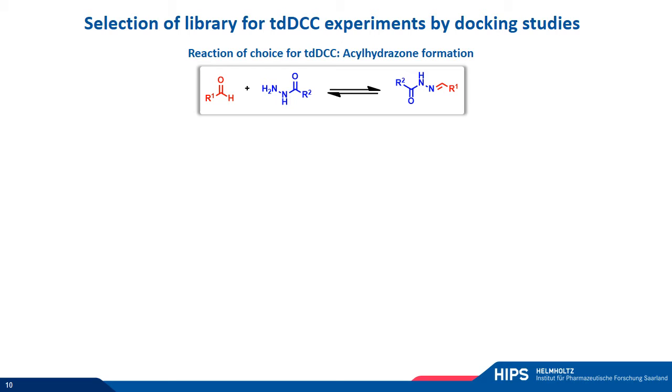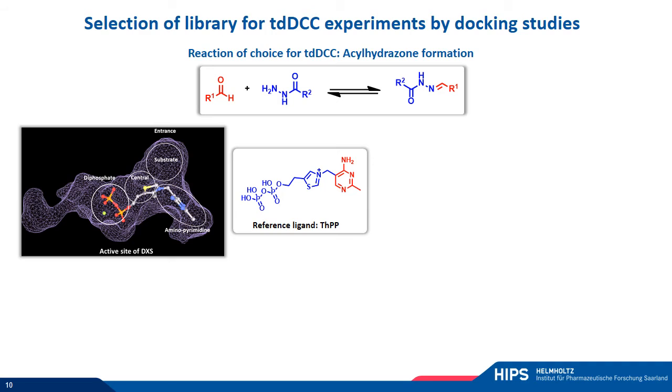For our study, we used the acylhydrazone formation reaction for the DCC experiments. The selection of the first dynamic combinatorial library was based on some structural similarity of the building blocks with the cofactor thiamine diphosphate.